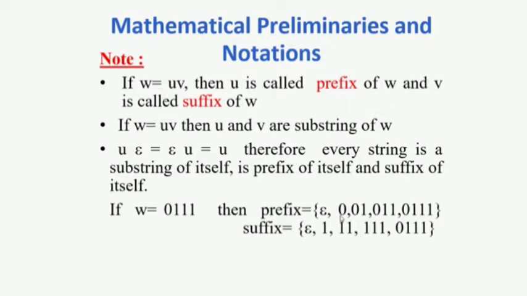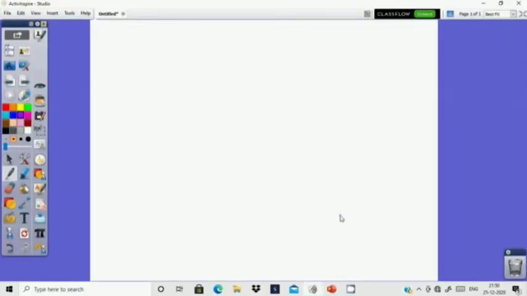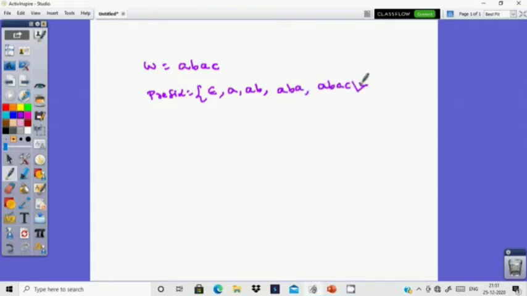I will just give you an example for this. Suppose I take a string w equal to ABAC. Now I want to find the prefix of it. As usual, if none of the symbols is included, then epsilon is a prefix. Since the prefix is taken from the left side, A is a prefix, and then AB is a prefix, ABA is a prefix, and ABAC, even the full string, can be included as a prefix.